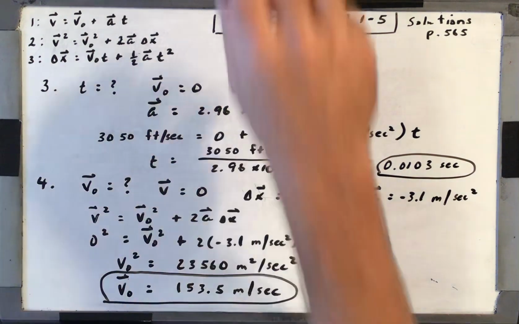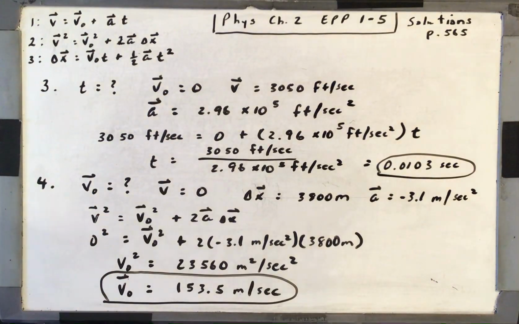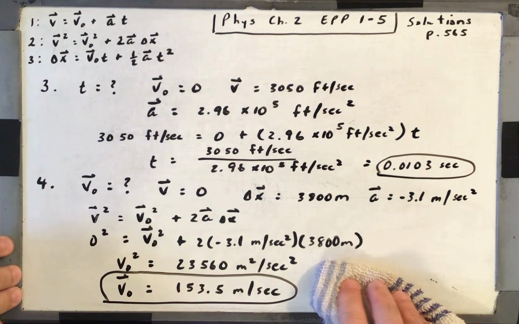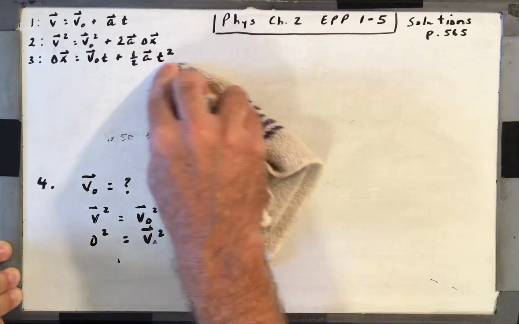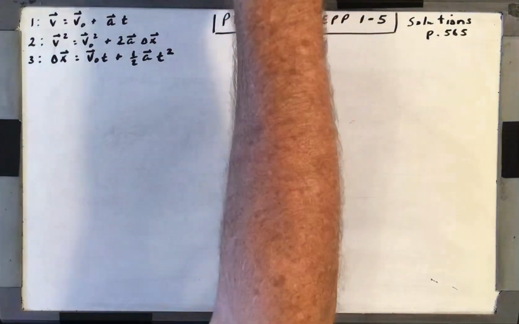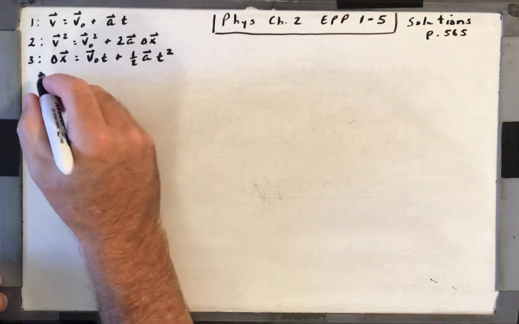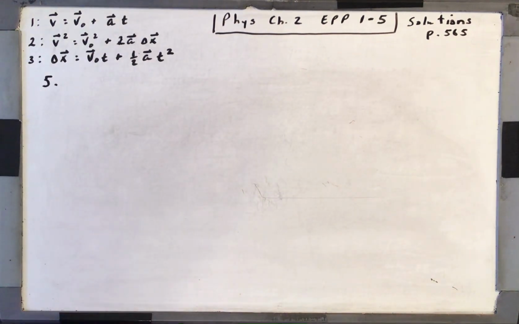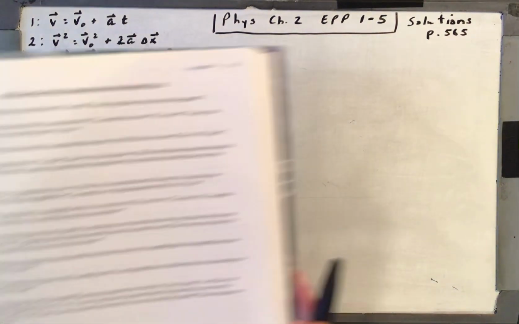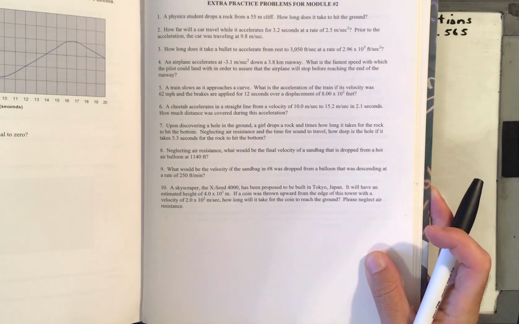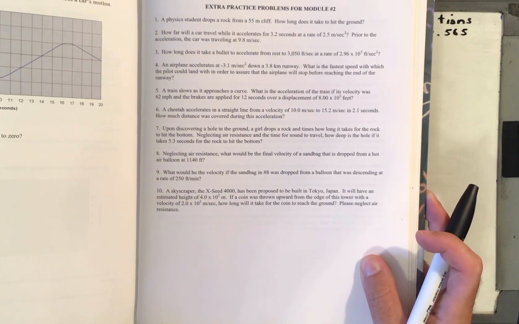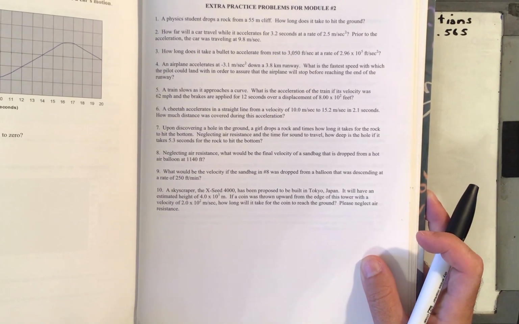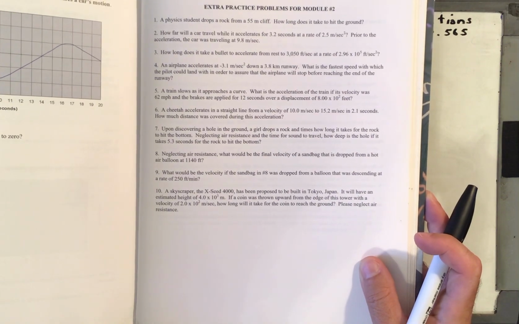All right, so number 4 is down. Let's do number 5, and that'll finish up this video. All right, number 5 says a train slows as it approaches a curve. What is the acceleration of the train if its velocity was 62 miles per hour and the brakes are applied for 12 seconds over a displacement of 8 times 10 to the second feet?